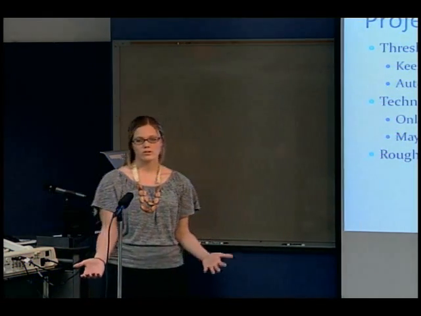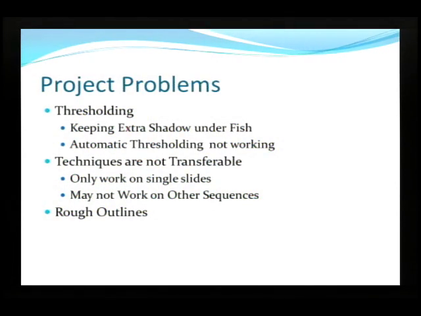Problems that we've encountered in this project so far include thresholding. As I mentioned earlier, the automatic thresholding doesn't work for every image. It works for some images, not other images, so as of now, there's really no way of telling which images it is going to work for, so it's easier to go in and look for the threshold. And also, with including the negative threshold, it's also keeping the shadow under the fish.